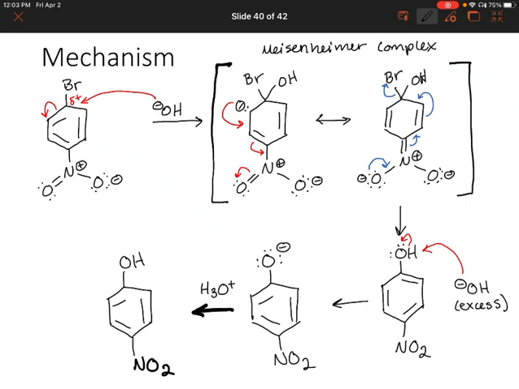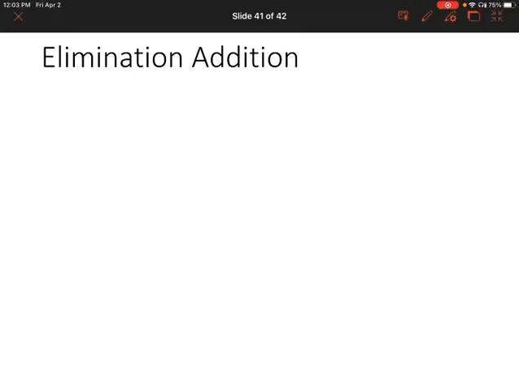Now, the other reaction we're covering today is called elimination addition. So if we, for instance, don't have a strong electron withdrawing group on our benzene ring, but we still want to, let's say, replace a leaving group with a nucleophile, unfortunately, this reaction just doesn't work.